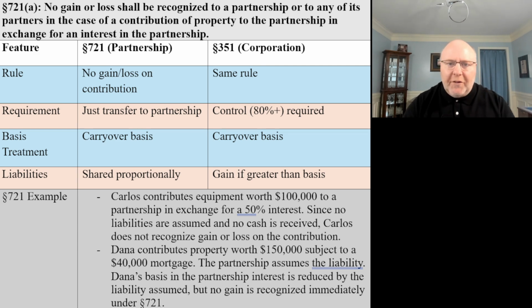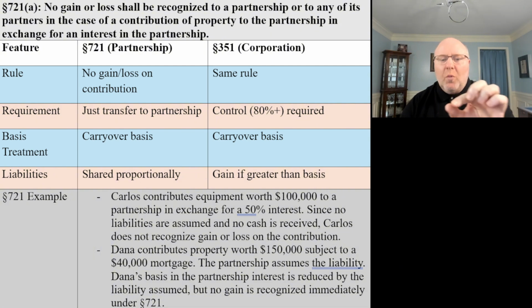If Dana was a 50% partner, we would have reduced her basis by $40,000 because the partnership assumed it. However, if Dana's still responsible for half of it because she's a 50% partner, we then increase her basis by $20,000. So there will be a net $20,000 decrease: the $40,000 decrease plus the $20,000 that she's still liable for. The difference between the 40 and the 20 is 20,000, so it's still decreased by $20,000.